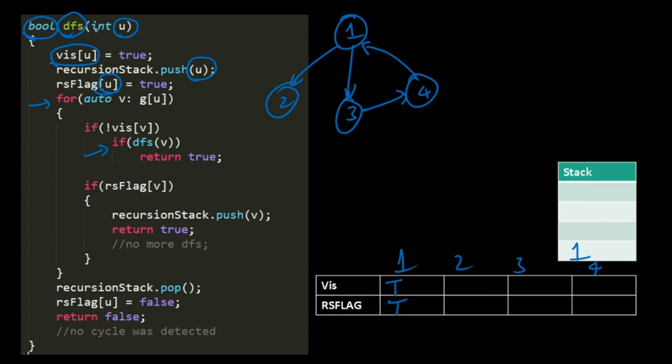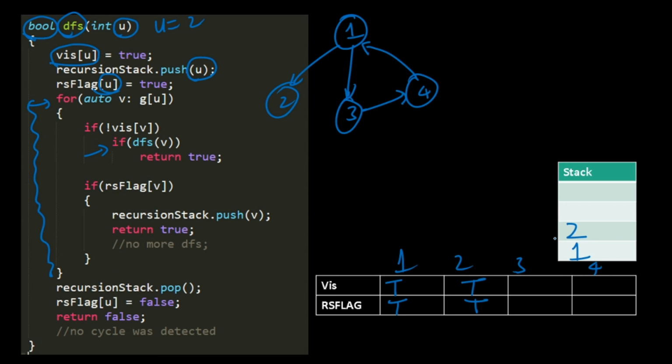So we go back to this function because we called it just now with u equal to 2. Mark 2 as visited. Push 2 into the recursion stack. Set the RS flag to true for 2. For each child of 2, wait, 2 has no children. So this whole part will be skipped because 2 has no children.